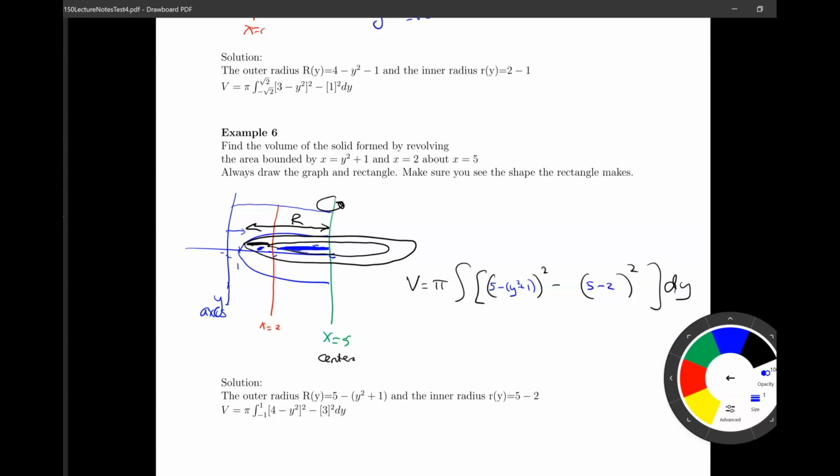Where to build the rectangles from and to. So you want to say where they intersect. So I get y squared plus 1 is equal to 2. So y squared is equal to 1. So y equals plus or minus 1, from -1 to 1.